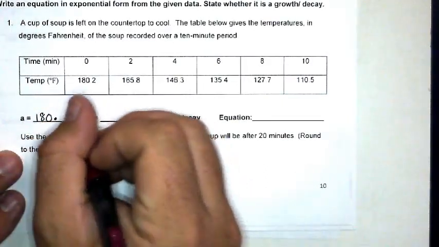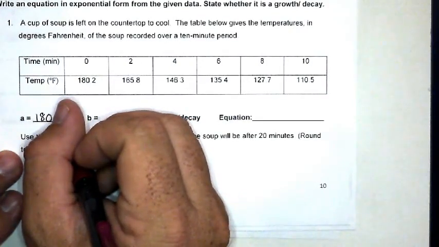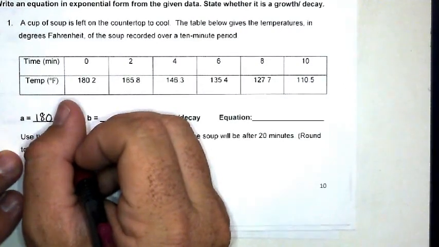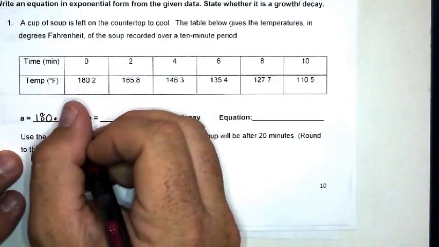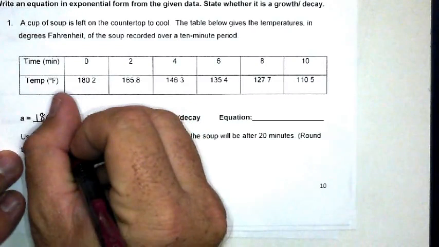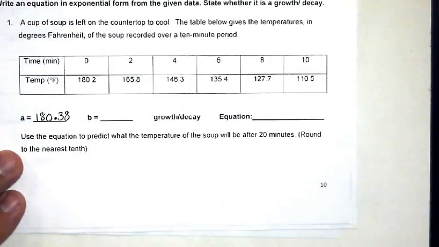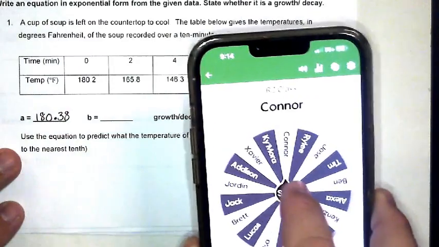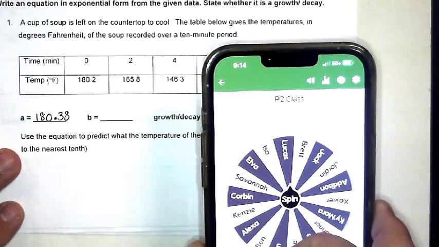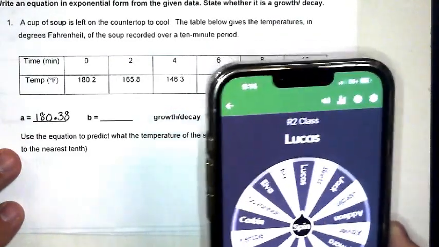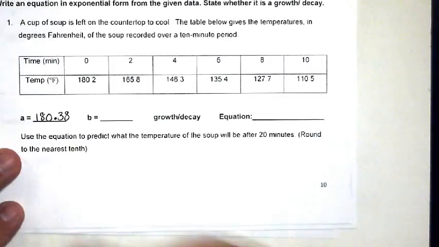180 point. No. Rounded to the hundredths place. 0.38. All right, now let's see who will give me the B value. Lucas.